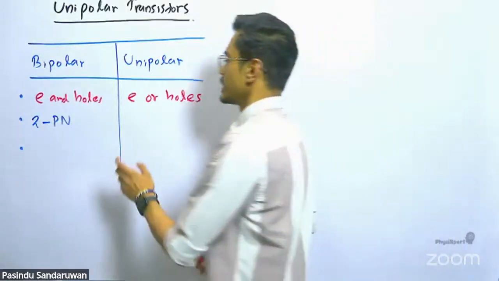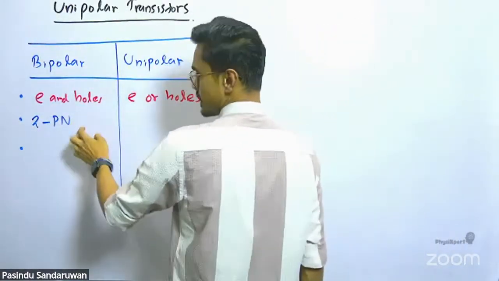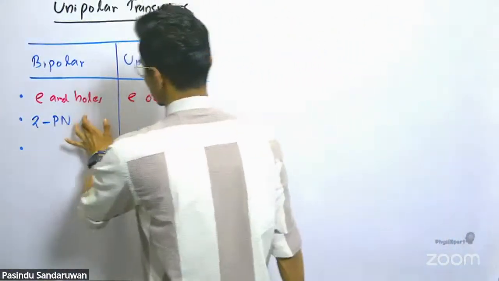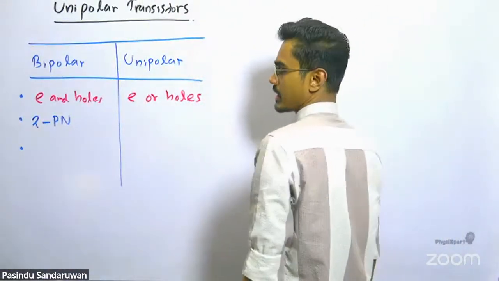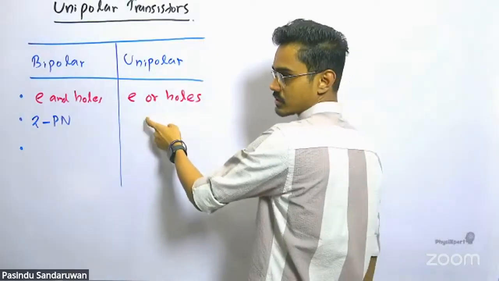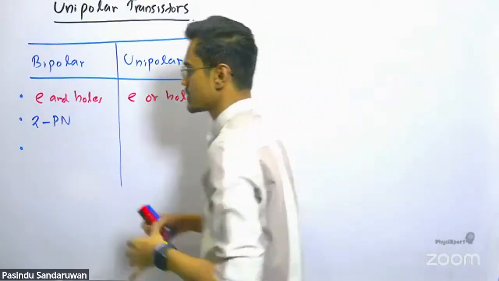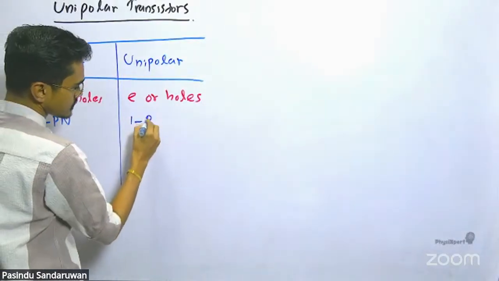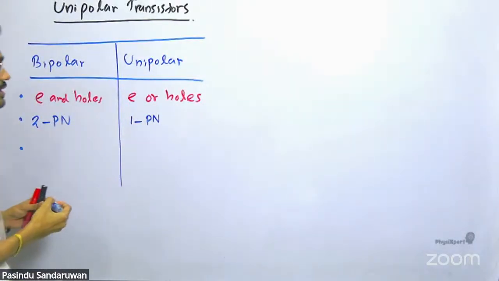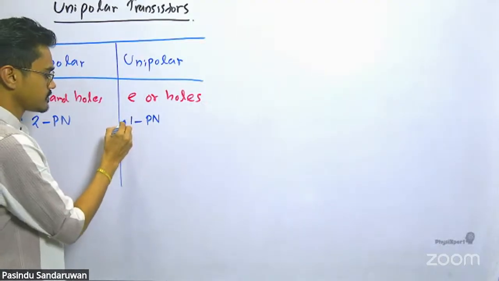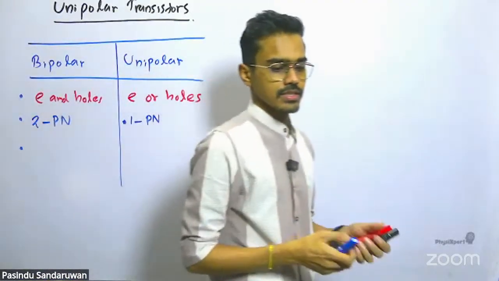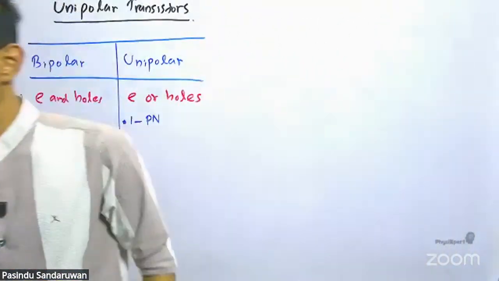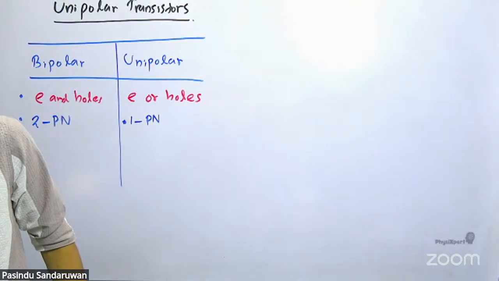Right, okay. Then on the bipolar side, there are two PN junctions. Then on the unipolar side, there's only one PN junction.